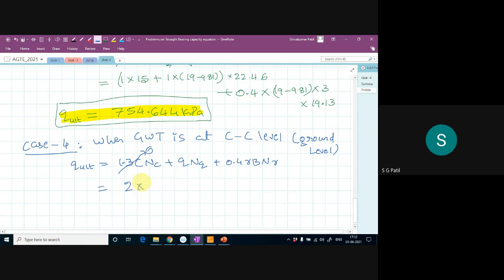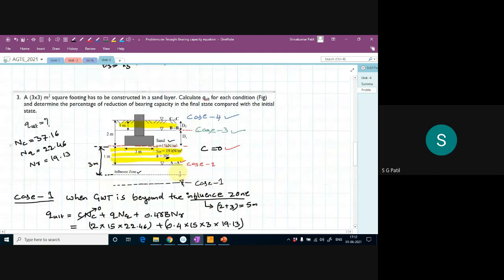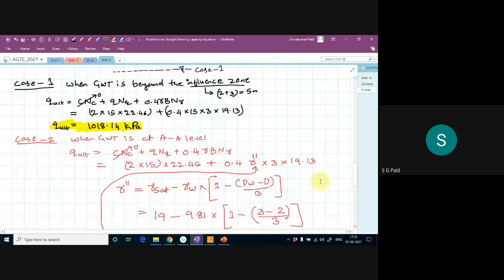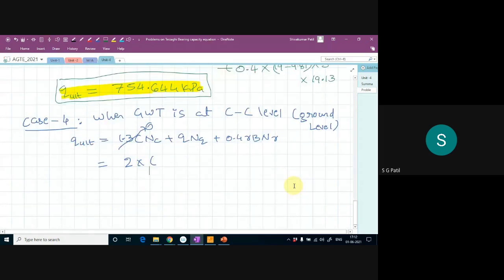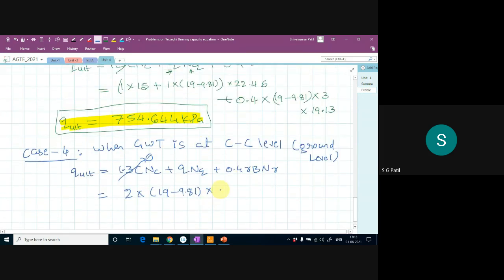So let us calculate this. Anyway, this term is 0 because my cohesion is 0. So q is equal to, what's the depth of the footing? Depth is 2, right? So 2 into unit weight, which is 19 kilonewton per meter cube, right? So 19 minus 9.81 into my Nq. What is the Nq value? Nq value is 22.46.